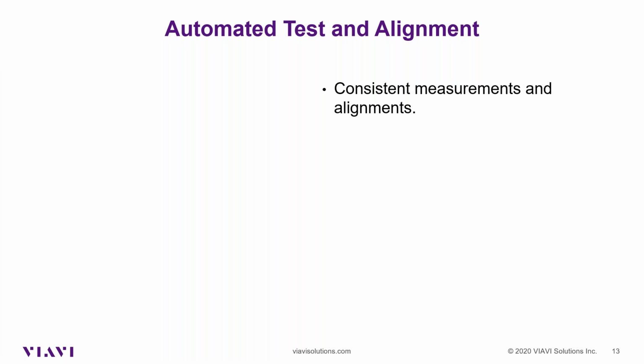So consistency in alignments, consistency in these measurements and testing, is a lot more important nowadays than it was in years past. And again, with a manual process, you don't get that same consistency that you do when you have an automated process where a computer's running the show, looking at those results and saying, yes, it passes, or no, it doesn't. It doesn't fudge numbers for us to get things to pass.